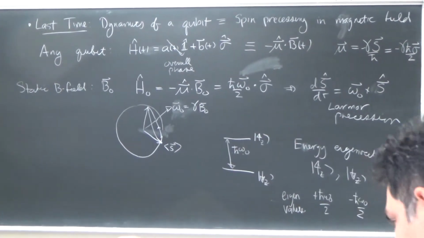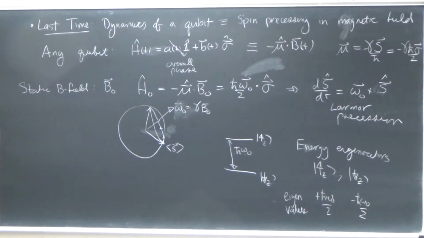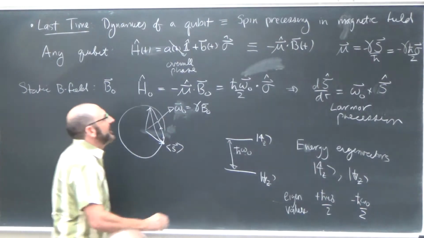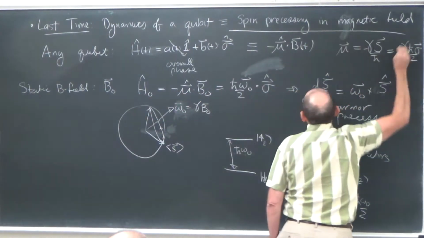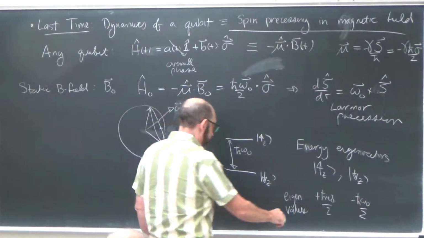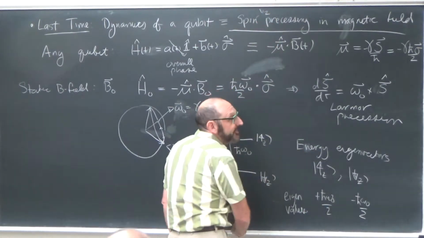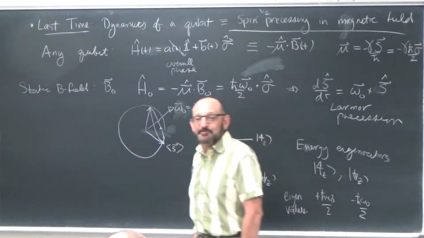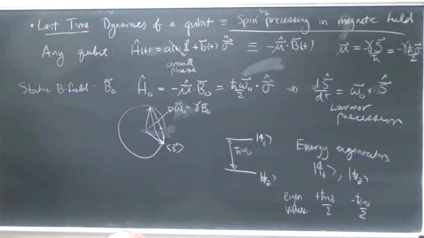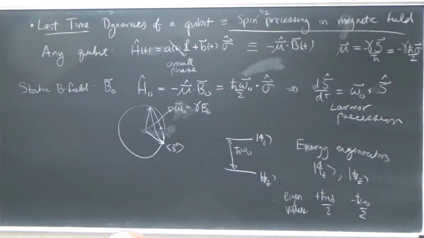And that nicely has a physics interpretation as the physics of a spin 1/2 particle precessing in a magnetic field. So if we understand everything there is to know about spins in magnetic fields, we know everything about the dynamics of qubits.